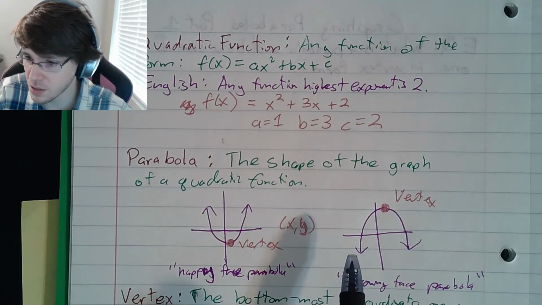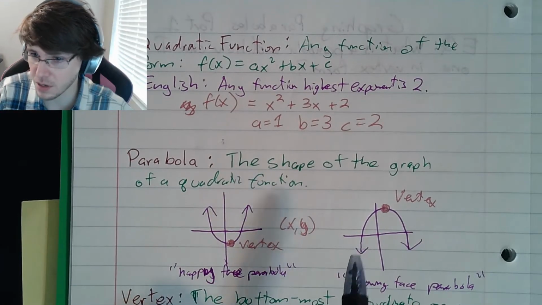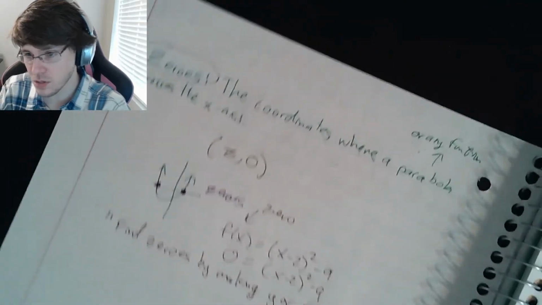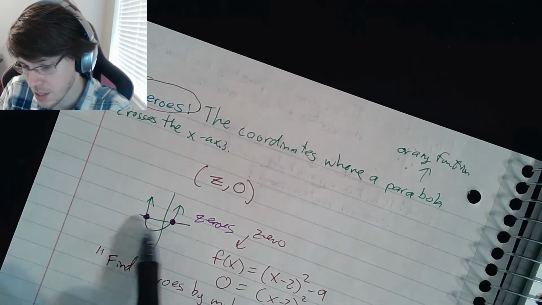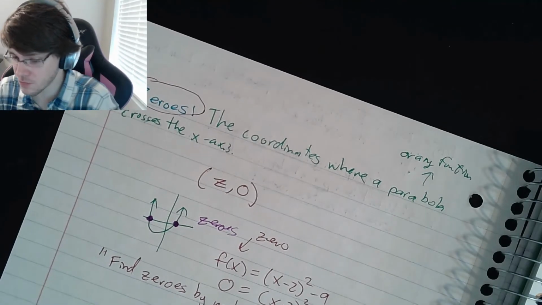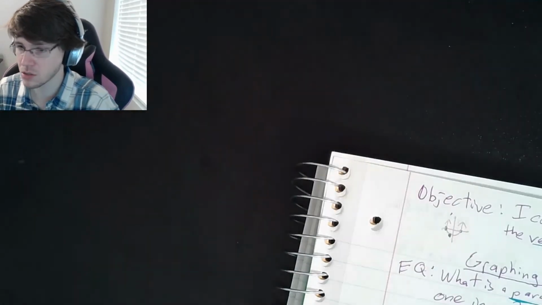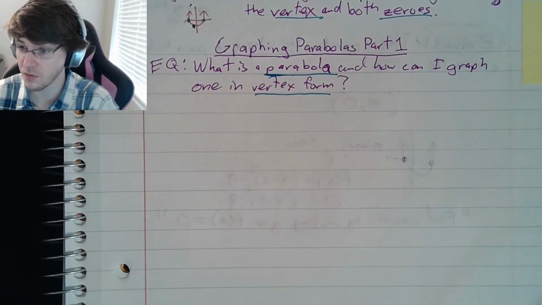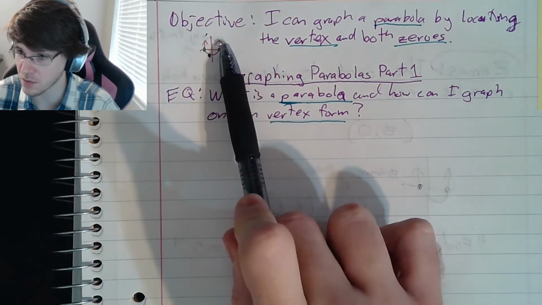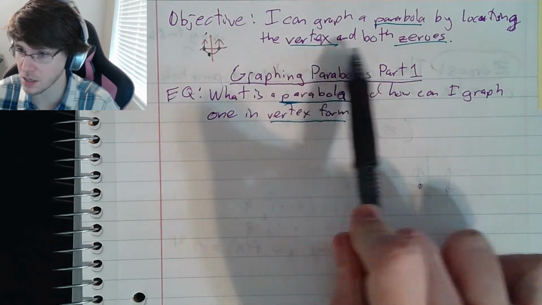We also learned a couple of important parts of that parabola. We learned that very top guy is called the vertex. And we also learned that, I ran out of room here, these two spots right here in the parabola where it crosses the x-axis are called the zeros. So we're going to first learn how to find those three spots, the vertex and the zeros. And again, that is our objective: I can graph a parabola locating the vertex and both zeros.